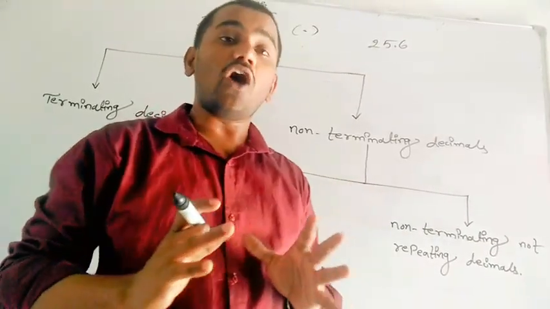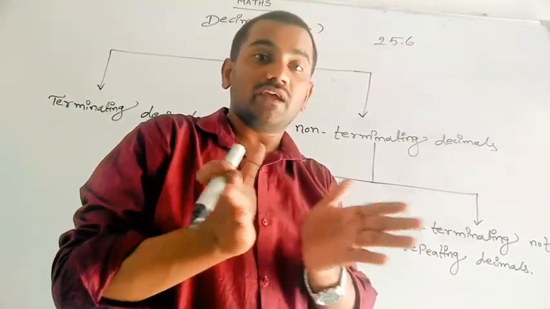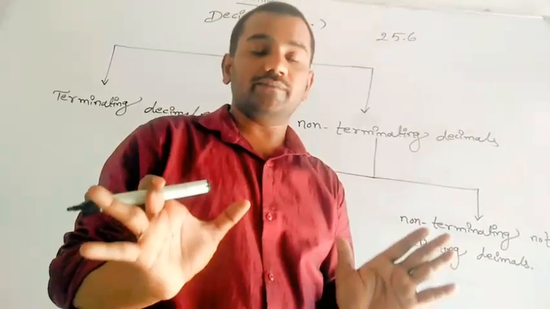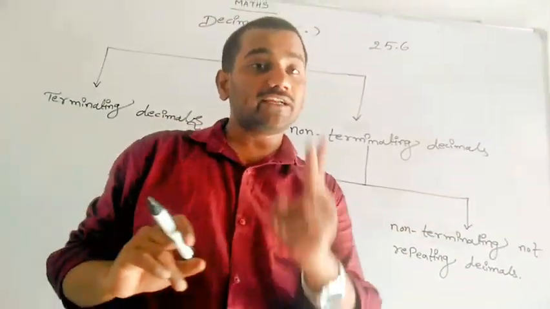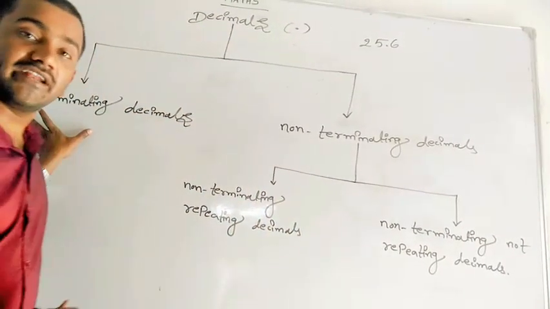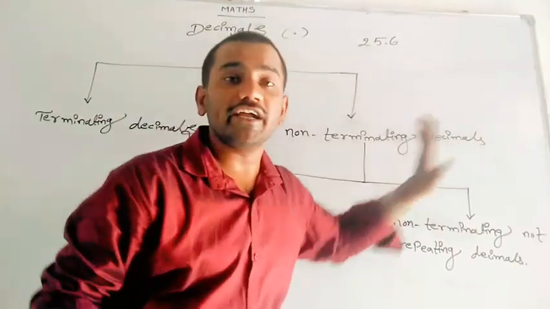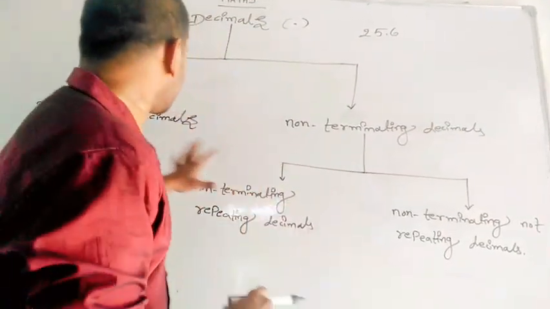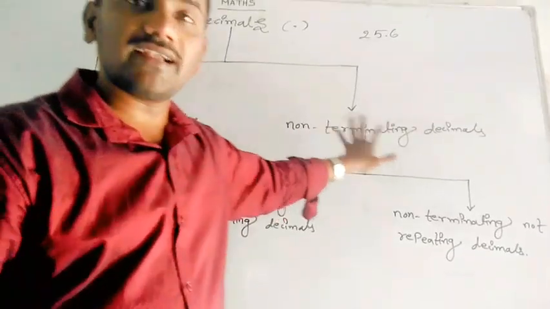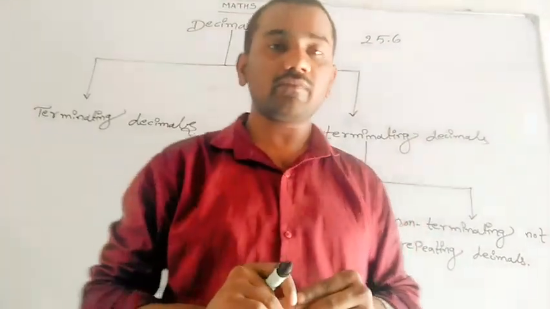So let us know how many kinds of decimals there are and how we can classify them. The decimals are mainly of two types. The first one is terminating decimals and the second is non-terminating decimals. What is the meaning of terminating decimals and what is the meaning of non-terminating decimal numbers? Let us know it here.